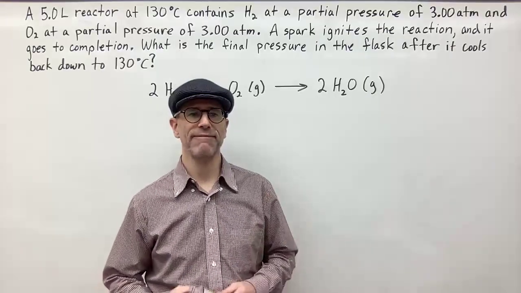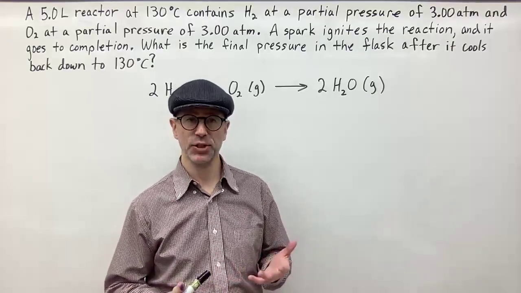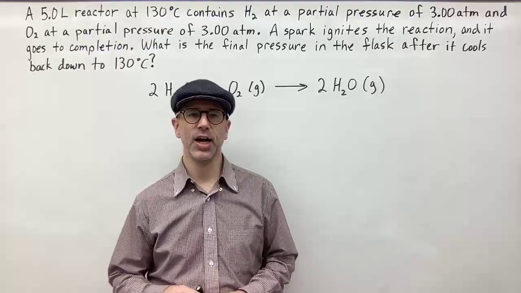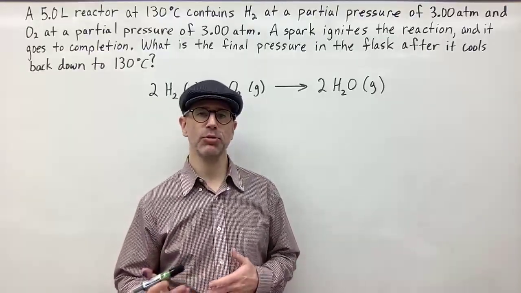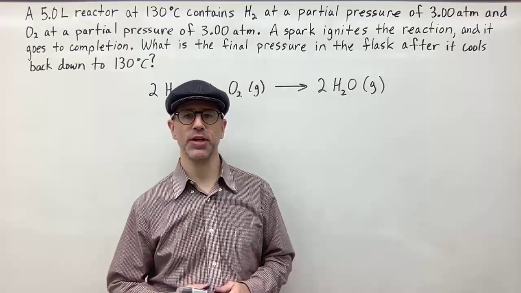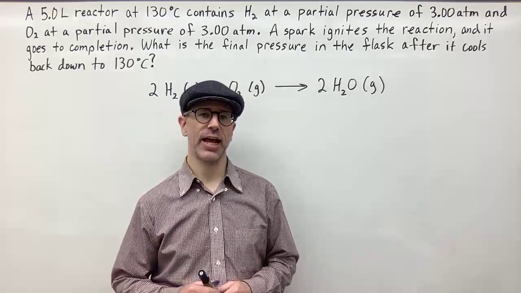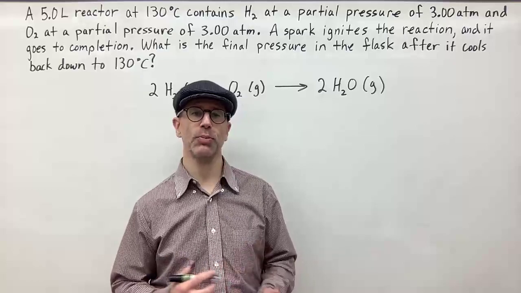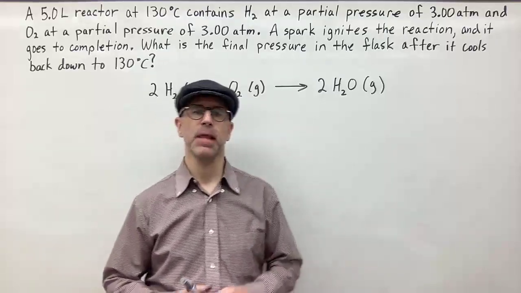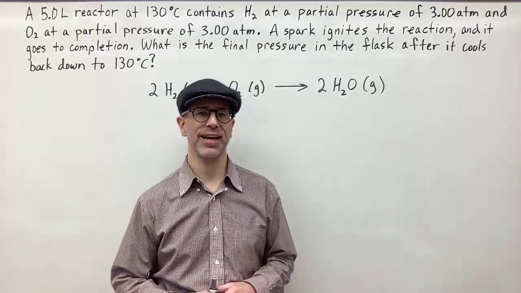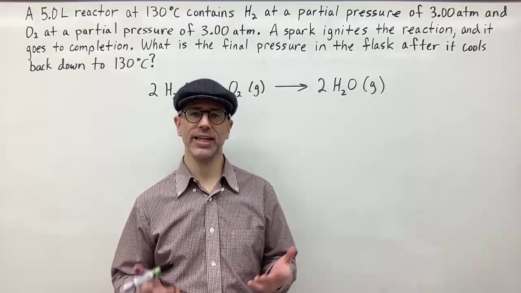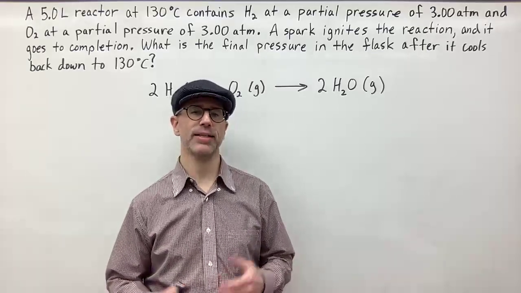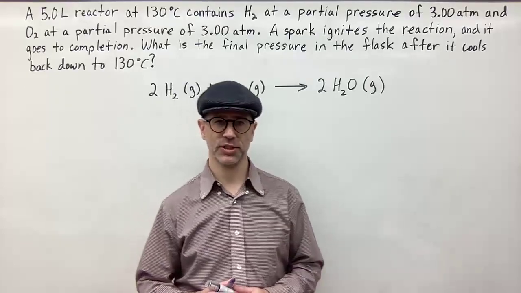So we have a 5.0 liter reactor vessel or flask at 130 degrees Celsius, and it contains hydrogen at a partial pressure of 3.00 atmospheres and oxygen at a partial pressure of also 3.00 atmospheres. A spark ignites the reaction and it goes to completion. What is the final pressure in the flask after it cools back down to 130 degrees Celsius?